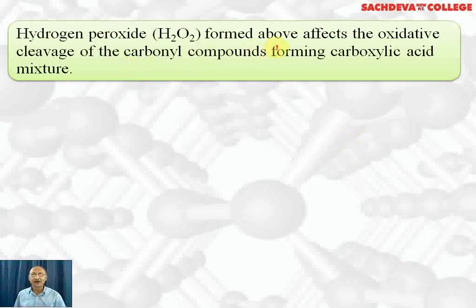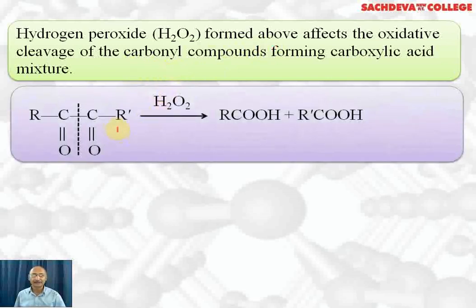Hydrogen peroxide formed above affects the oxidative cleavage of carbonyl compounds, forming a carboxylic acid mixture. Now, if it remains in contact with hydrogen peroxide, this compound can get further oxidized. This particular part will get oxidized to RCOOH. This other part will also get oxidized to R-COOH, that is, 2 moles of carboxylic acid will be formed.